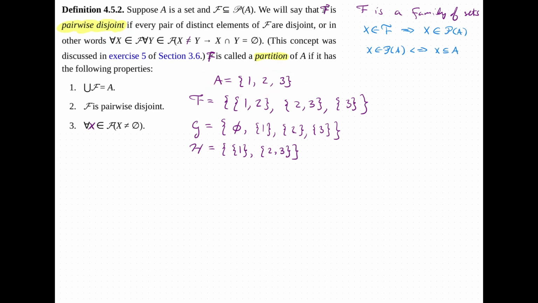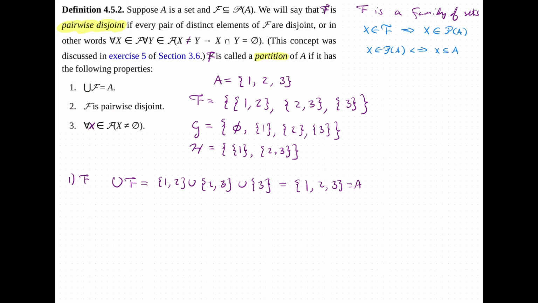So let's begin with F. So if we look at F, in here we take the union of F, and if we take that union of the families of sets, that's the union of the set {1, 2}, union {2, 3}, union the set containing 3, and this of course is going to give us back the set {1, 2, 3}, which is A. And so we have that 1 is satisfied. That's good. Next we move to, is F pairwise disjoint?